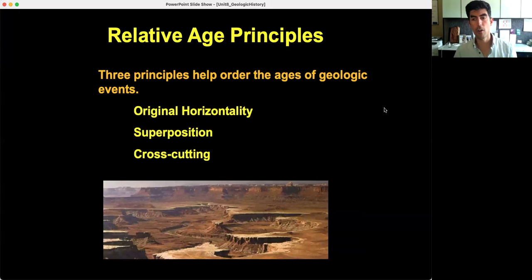So, what are the principles that you need to know for relative age dating? There are three that I want you to pay close attention to. Those are the principle of original horizontality, principle of superposition, and the principle of cross-cutting relationships. We're going to talk about each of these in detail.